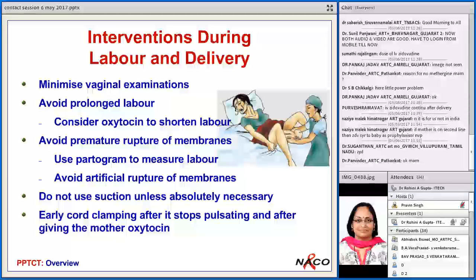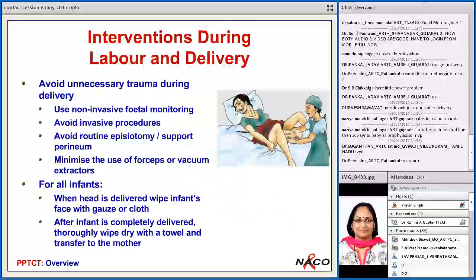Interventions during labor and delivery: minimize vaginal examinations, avoid prolonged labor, consider oxytocin to shorten labor, avoid premature rupture of membranes, avoid use of partograms to measure labor, avoid artificial rupture of membranes, do not use suction unless absolutely necessary, and do early cord clamping after it stops pulsating and after giving oxytocin to the mother.